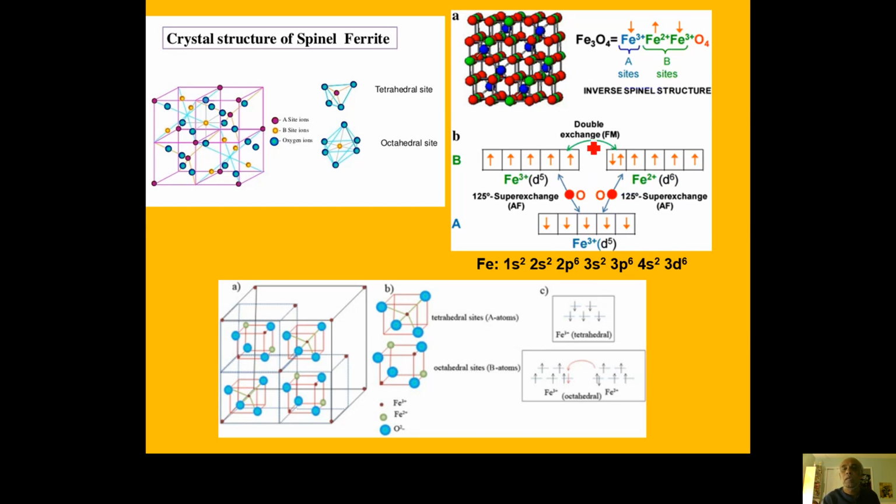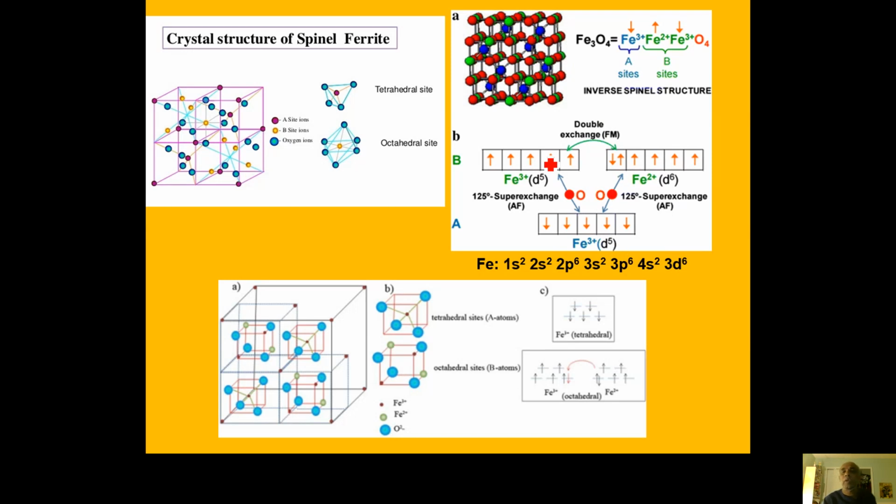But if you have Fe3+, 3+ means you are losing 3 electrons. So you lose 2 from here and you lose 1 d electron, leaving only 5 d electrons: 1, 2, 3, 4, 5. Now if you take the other Fe3+, that one also has 5 d electrons.